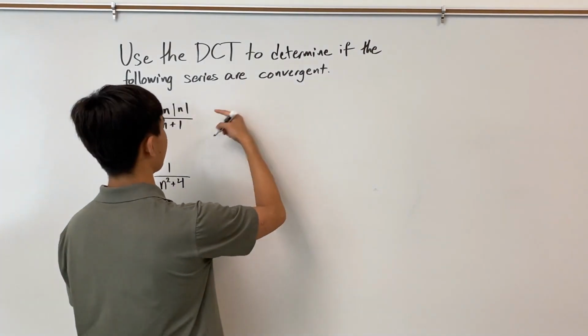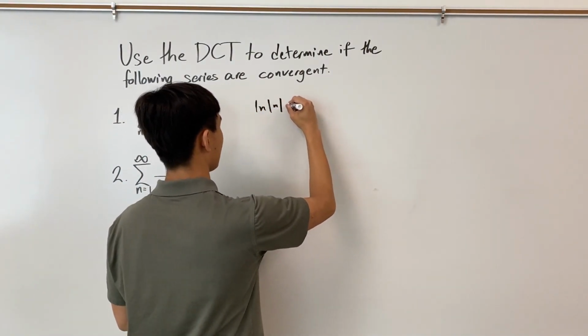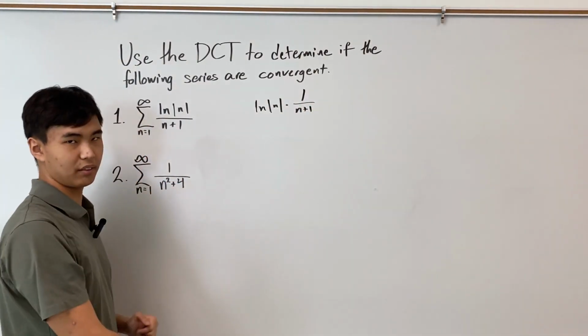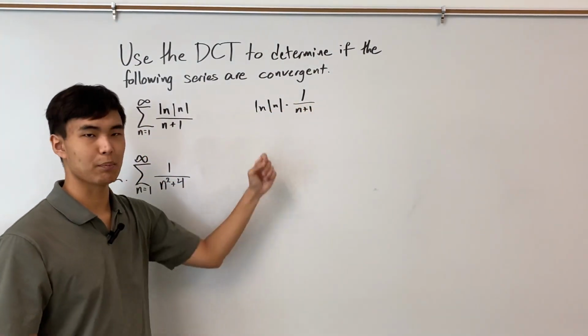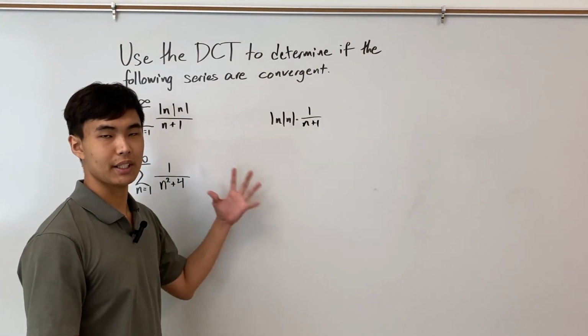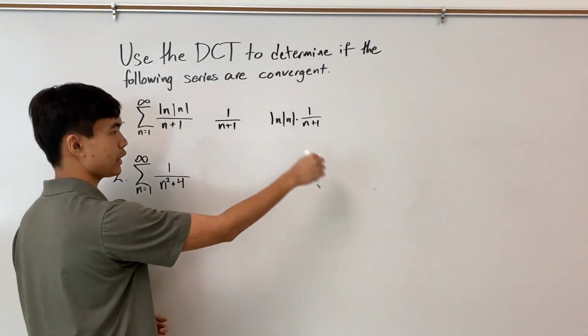For example, I can rewrite this as ln of n times 1 over n plus 1. These two are the same thing. By doing this, we see 1 over n plus 1 appear, which we can easily find the convergence or divergence of. So I'm going to use it as my direct comparison. Now I have to determine the relationship between these two sequences.